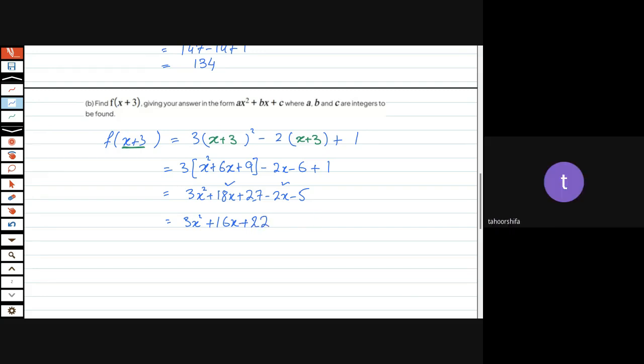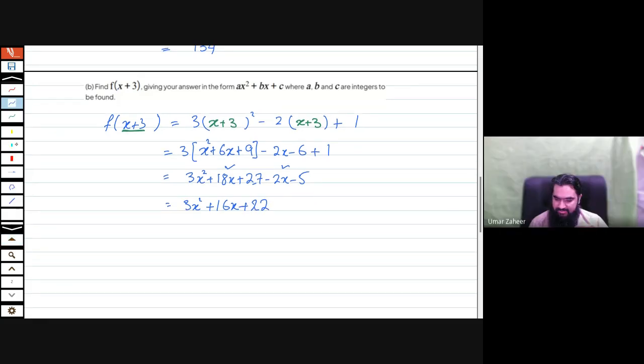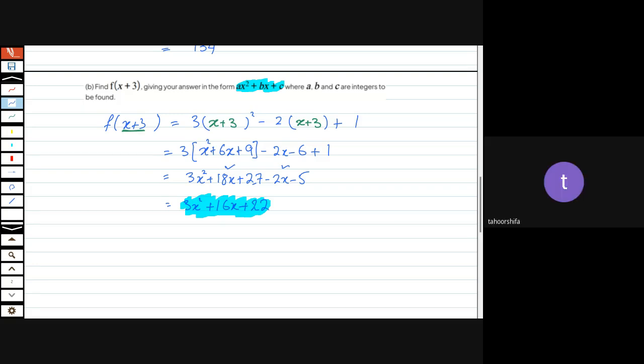So it says that you have to rewrite the answer in this specific format, ax squared plus bx plus c, so we get that format. And it says that a, b, c are integers. Yes, everyone? Any question? No, sir.